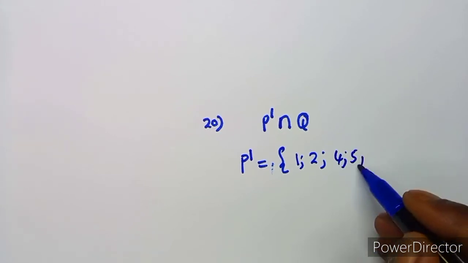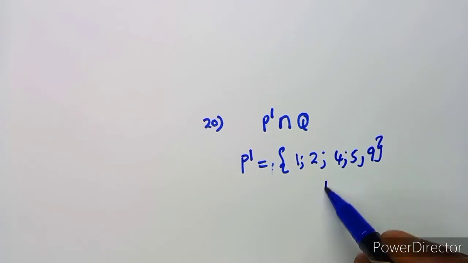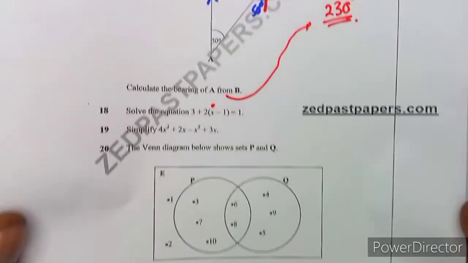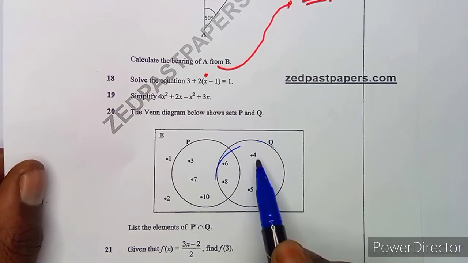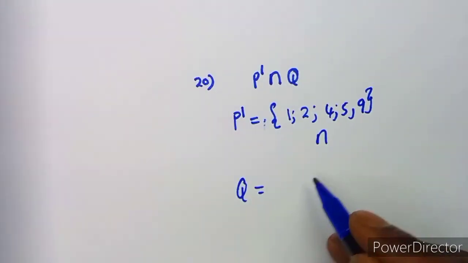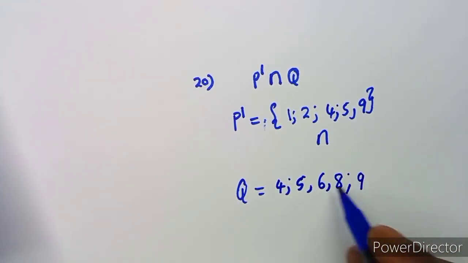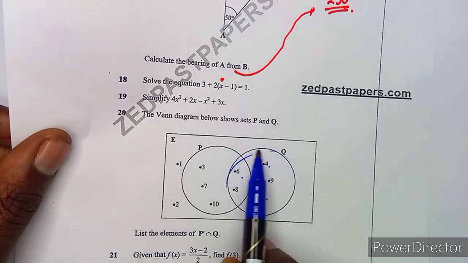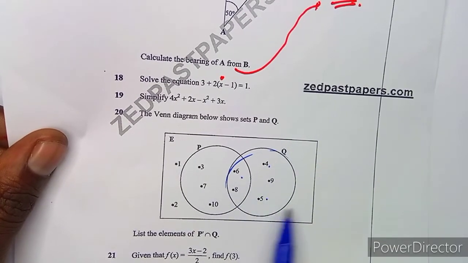That's P complement, the part that is not in P. Intersection Q. So this is going to be intersection Q. What is in Q? Okay, if you have to cross check Q, you just take this part that is enclosed by this set Q here, which is these numbers. You just take them, 4, 5, 6, 8, 9. So you are taking these numbers here that are in Q. Just take them in any order.